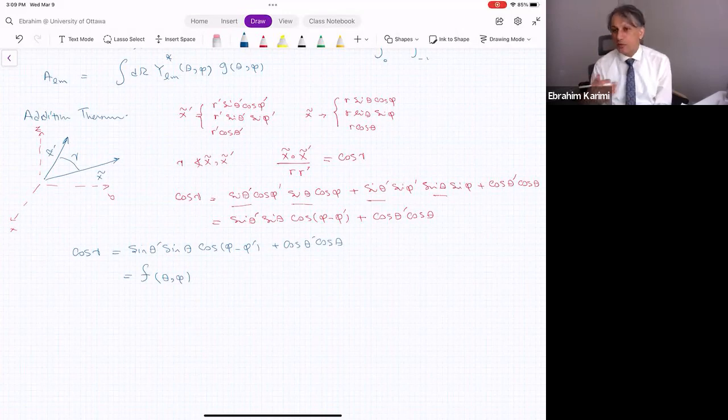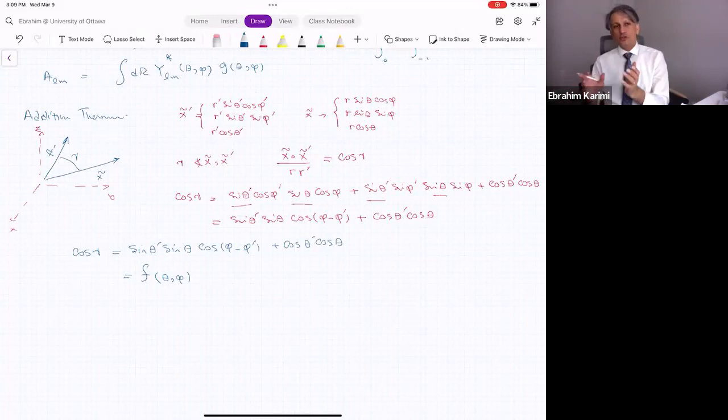Assuming that theta prime and phi prime are just parameters for the expansion. Okay, so did you get the point? So this is a function of theta, phi, theta prime, phi prime. But for us, theta prime and phi prime are parameters depending on the coordinate that you choose.